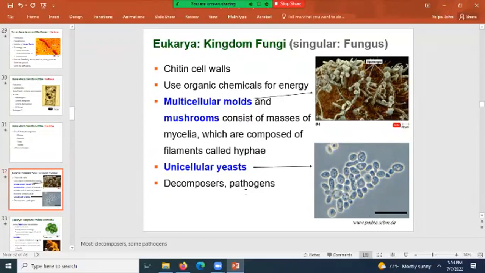A yeast that grows on the human skin and causes various diseases. I'm forgetting the name of it. Sorry. It'll come to me. Anyways, some fungi are pathogens causing human disease, but not most. Most are decomposers.